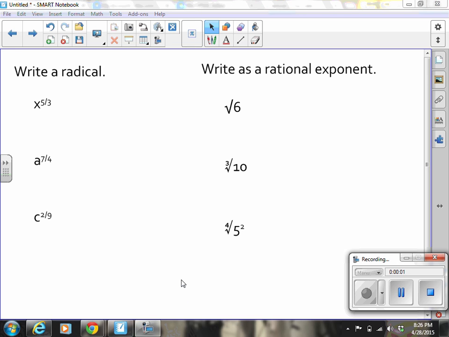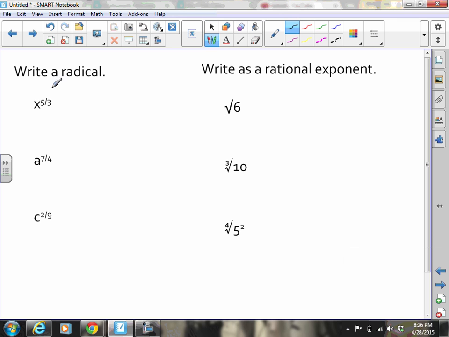What we need to know in Unit 1 is how to write an expression with a radical as a rational exponent. These are two different methods for writing equivalent expressions. So let's say I wanted to take x to the 5/3. This is a rational exponent. We just talked about that a rational number can be written as a fraction. 5/3 is a fraction. So I've got x raised to a rational exponent.